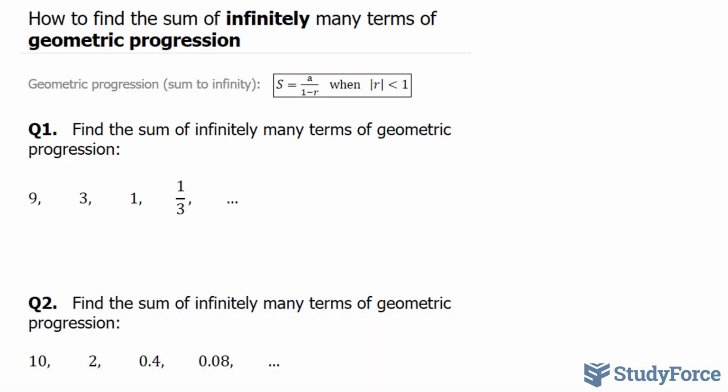To do this, we'll need to use the following formula, where S represents the sum, a represents the first number, and r represents the common ratio. The common ratio is the number by which each of these terms is multiplied to get to the next.